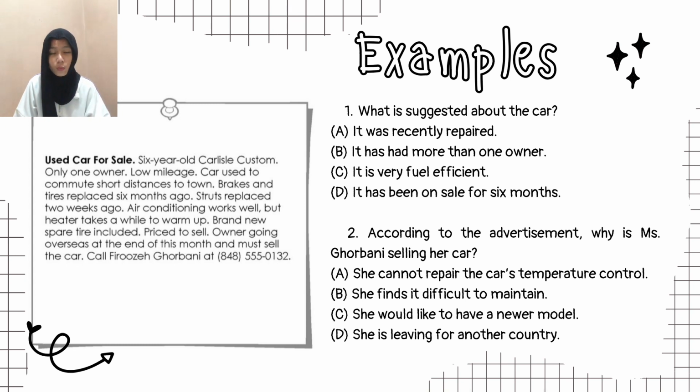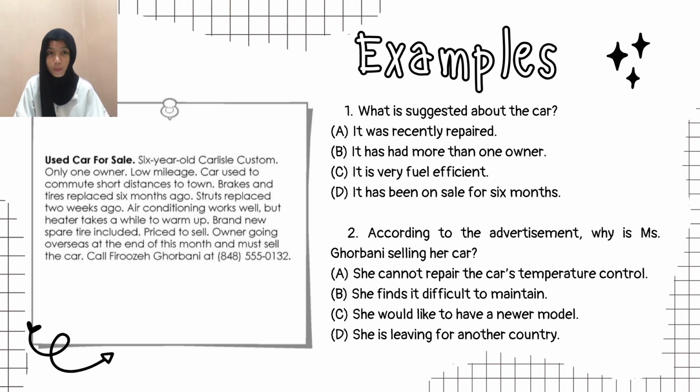It's just like what we read. It does not mention fuel efficiency, so it's not suggested. And D, it has been on sale for 6 months, but that's not true, because the 6 months refers to the tires being replaced 6 months ago, not the car being on sale for 6 months. So the correct answer is A.